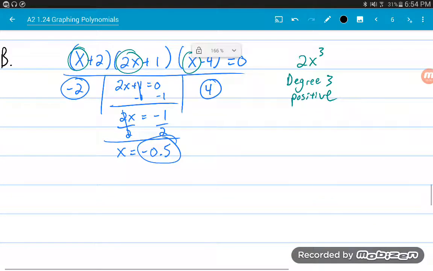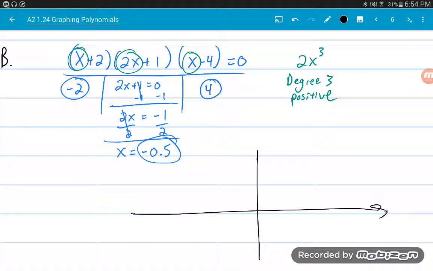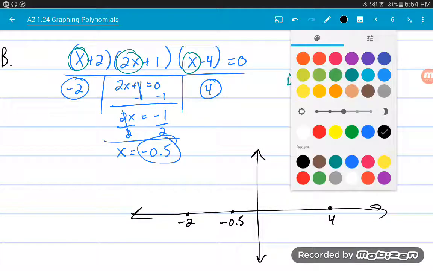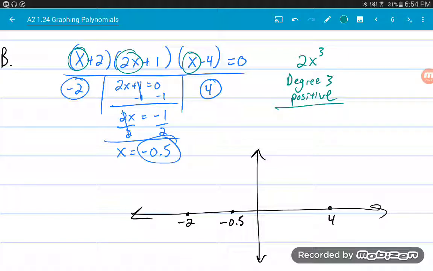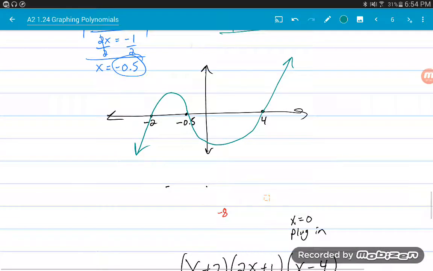I'm going to draw my x-axis and my y-axis. It's going to have roots here at 4, at negative 0.5, and at negative 2. Because it's positive, it's going to be up on the right-hand side. Now we follow this back. Right? Follow it back. Okay? And that's what it's going to look like. Alright, now the next question.